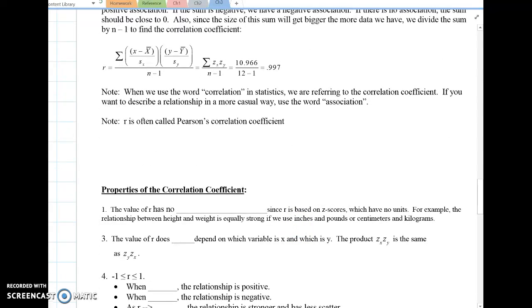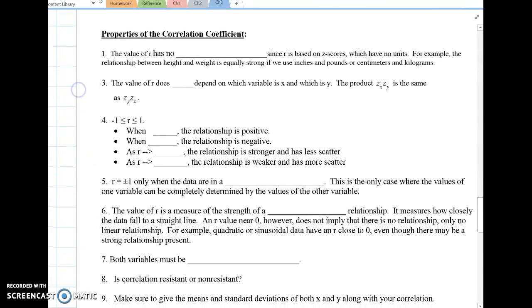Make sure if you are using the word correlation, let's talk about it as the correlation coefficient. So say association if you're talking about anything else other than the correlation coefficient. And just in case it comes up, it's also called Pearson's correlation coefficient. So some things we need to know about the r value.